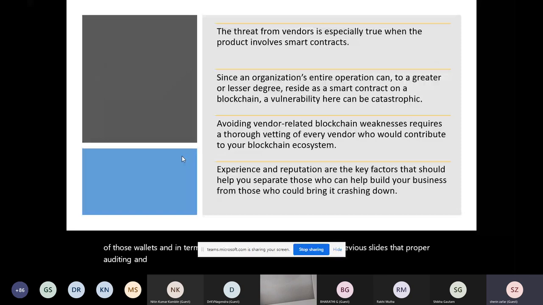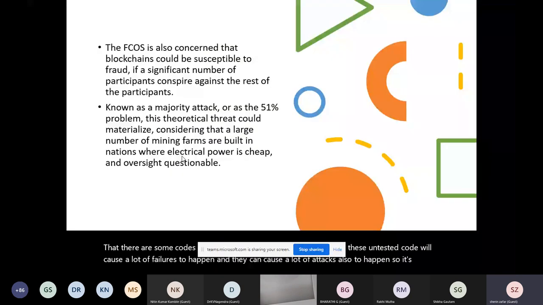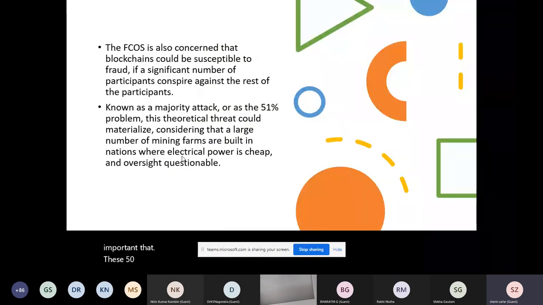Then obviously this is very, very important: untested code, because even the Financial Stability Oversight Council, FSOC, has specified that there are some codes of the blockchain which are not tested, and these untested codes will cause a lot of failures to happen, and they can cause a lot of attacks also. So it's important that these 51% attacks or other types of attacks or other types of Sybil attacks are also happening where your testing of the code is not done properly and the product is coming into the market without a lot of testing being done.